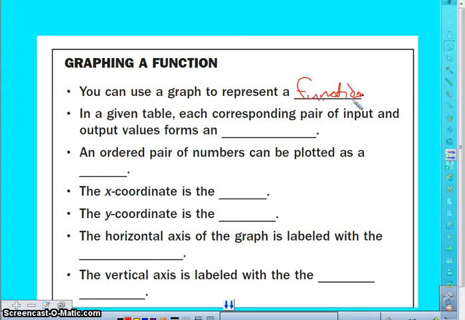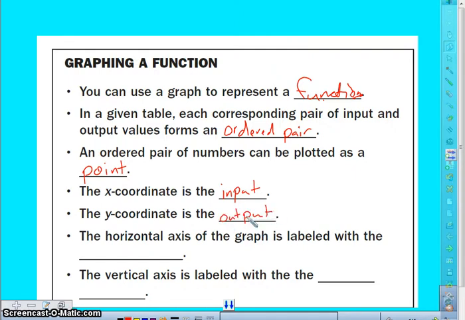In any given table, each corresponding pair of input and output values forms an ordered pair. Remember, an ordered pair is an x and a y coordinate. An ordered pair can be plotted as a point. If you have an x and a y, you can plot it as a point. The x coordinate, by now we should know, is the input, and the y coordinate is the output.